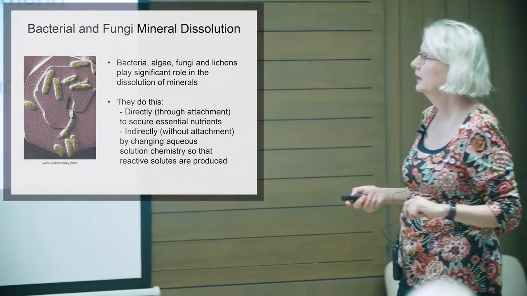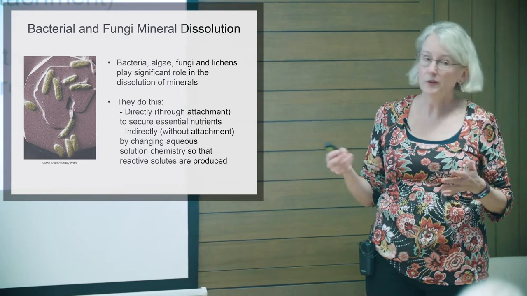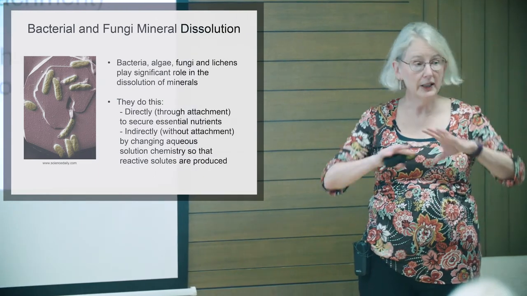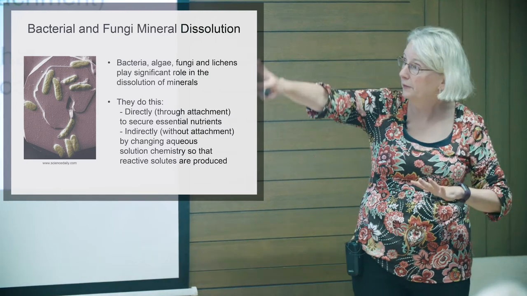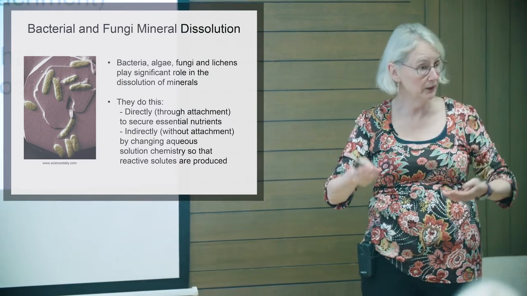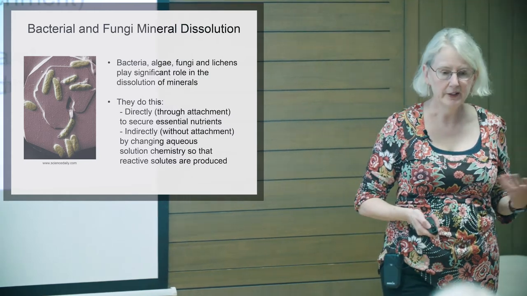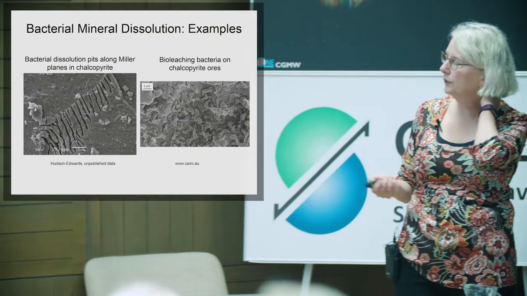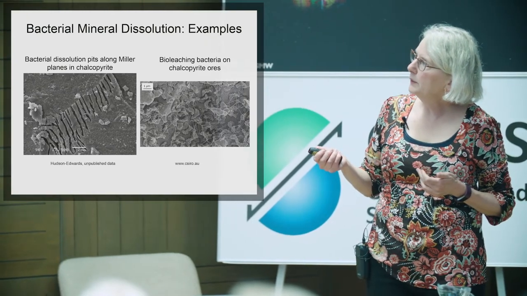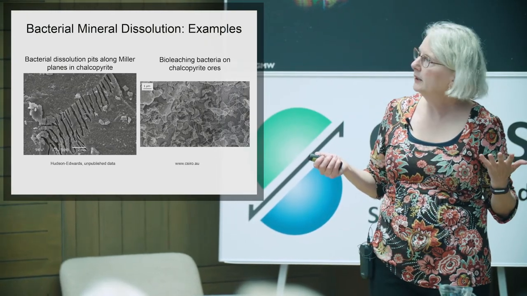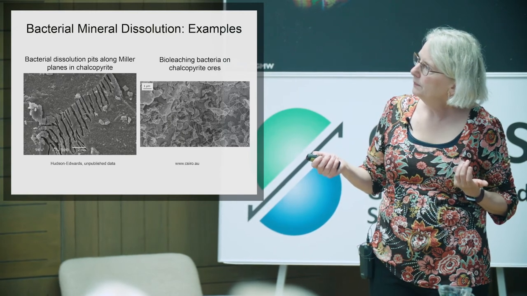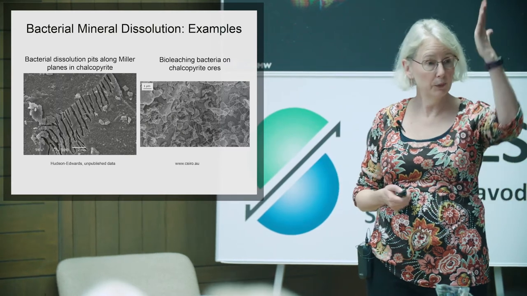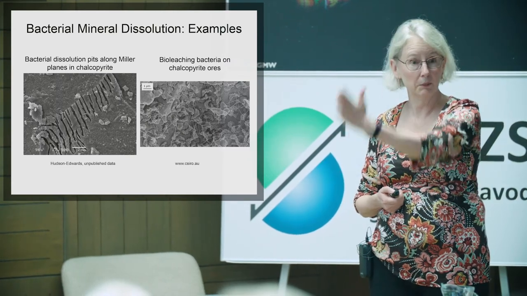They're really clever. It can also do it indirectly. So they don't attach, but they recognize there's something in the mineral they want. And so they can change the chemistry of the fluids around the mineral, and that will cause dissolution. So here's a couple of examples, some from my work. I've been working a little bit on chalcopyrite dissolution. And you can see we had some experiments going with Joanne again, my colleague. And the bacteria consortium, in this case, were making these pits in the chalcopyrite. And they were actually along the atomic planes in the chalcopyrite.